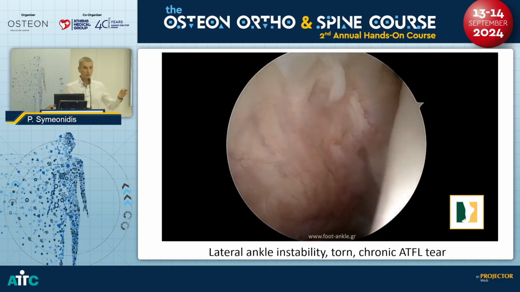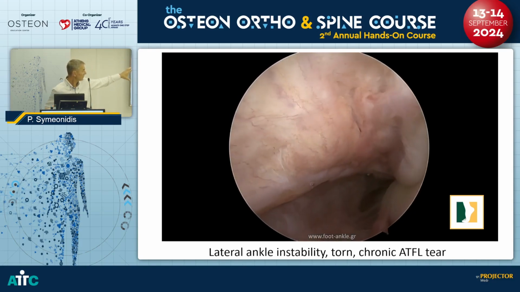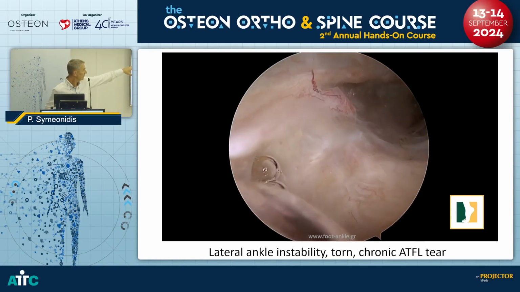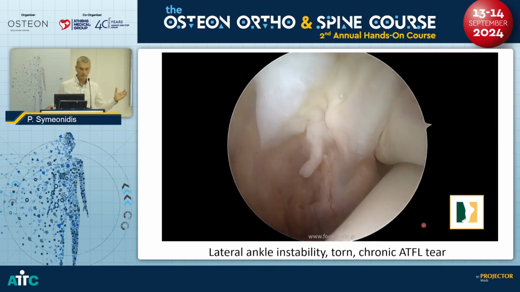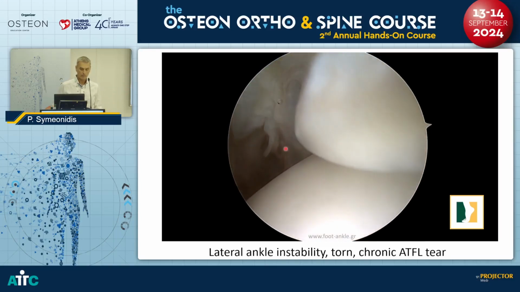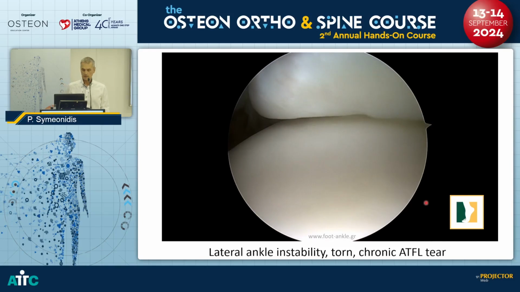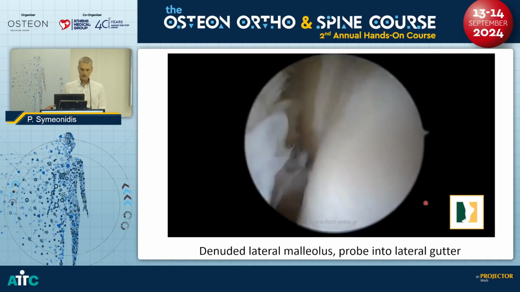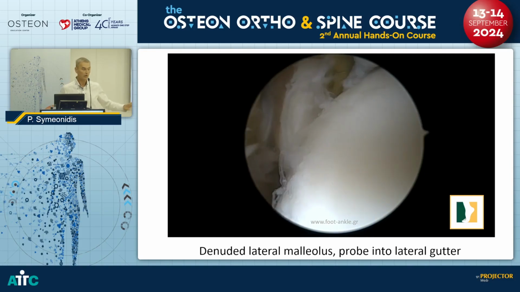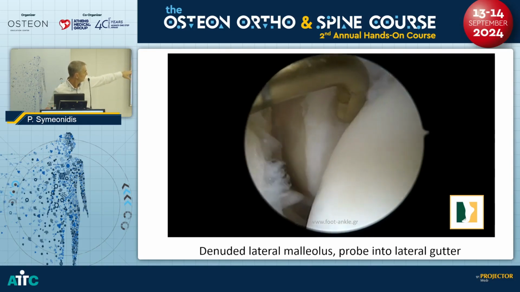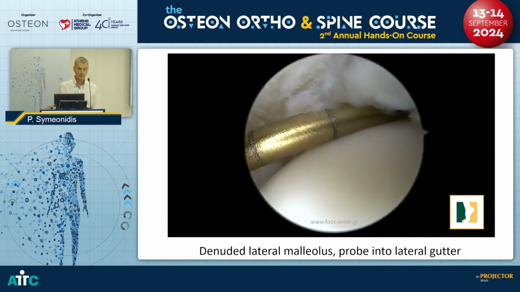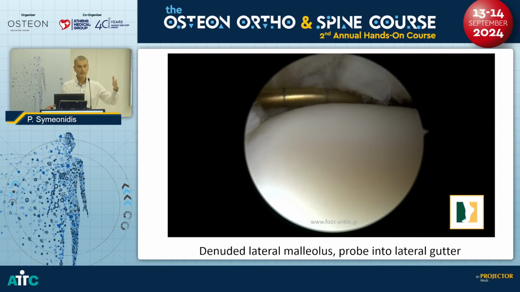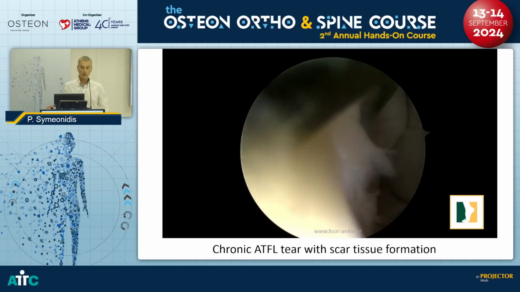Now, you appreciate all this space. All this space suggests that there is an element of lateral instability. That's the lateral ATFL here. Usually it is scarred and you find it in the bottom, and this is the proximal remnant of the ATFL in this case. And again, if you see this case, you see the denuding of the lateral malleolus, all this exposed bone. This is where the insertion of the ATFL used to be. So this is a case of a lateral ankle instability. And how easily can we slide the probe without causing any trauma in the lateral gutter, which is not the case in the stability.